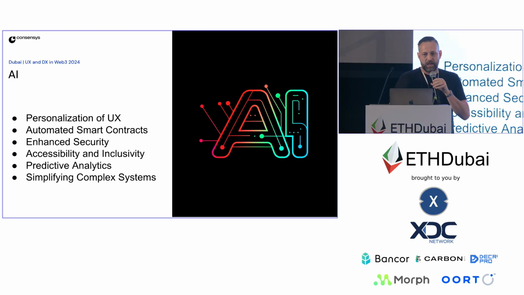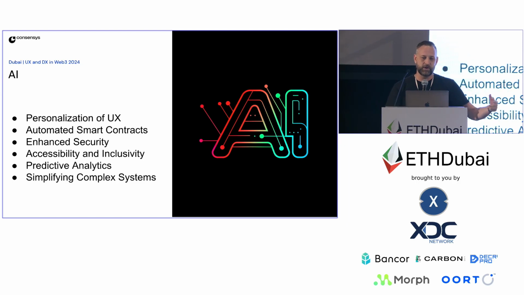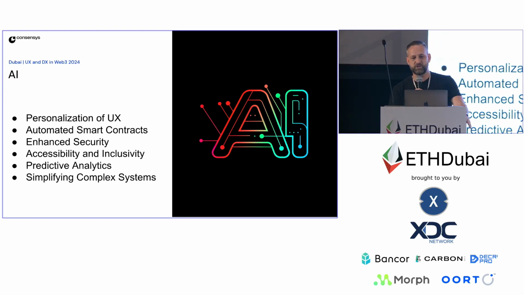But AI. Although AI is not a specific tool or product, AI is set to play a huge role in the Web3 ecosystem, enhancing UX, ensuring robust security, and opening up blockchain technologies to a wider audience. By leveraging AI for personalization, automated smart contracts, security, and accessibility, we can drastically improve the intuitiveness and inclusivity of Web3 platforms. As we integrate AI with blockchain, we're not just building smarter applications, but we're making them easier to use and more accessible to everyone.